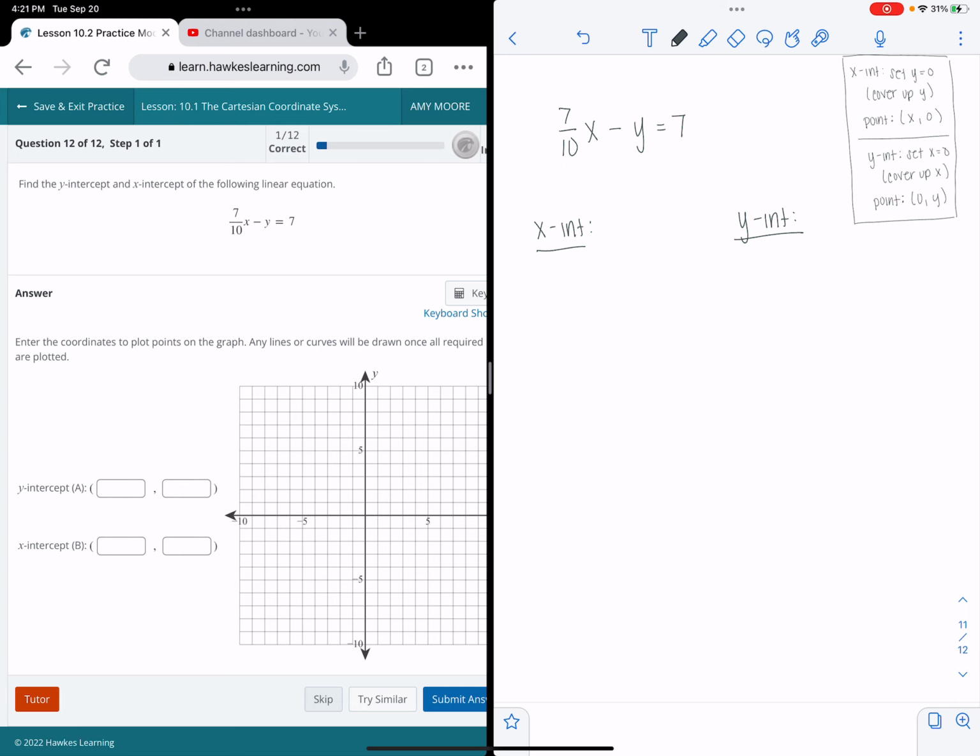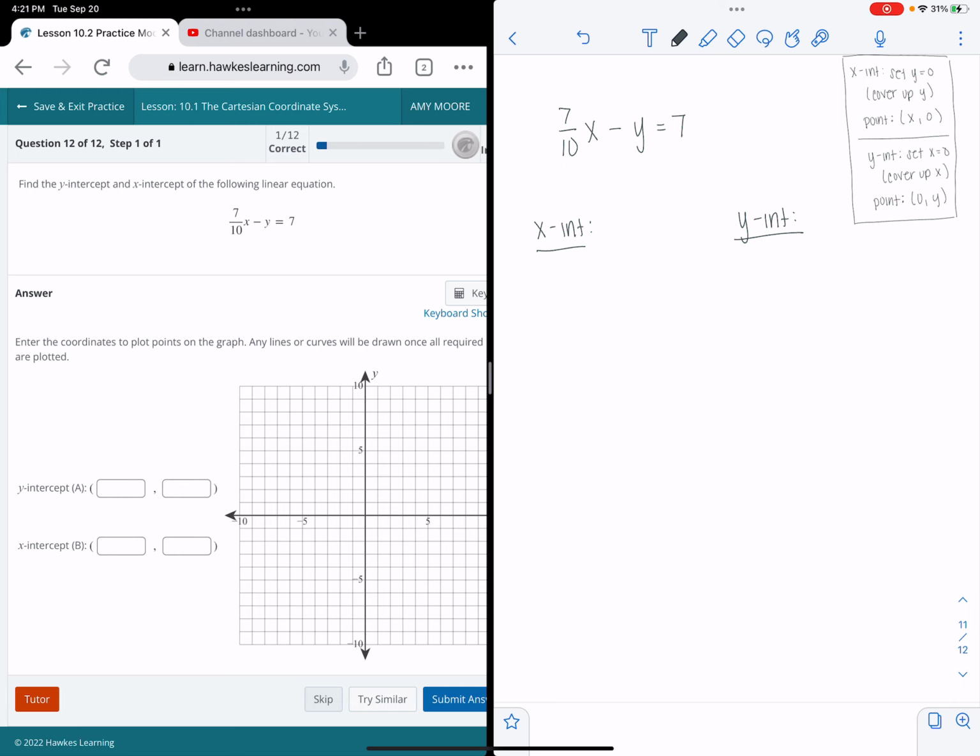So the question says, find a y and x intercept for the following linear equation. Enter the coordinates to then graph. Once you type in the 2 points, it's going to automatically create that line for you. It's going to connect those nicely. So it's got a fraction in it, but that's okay.